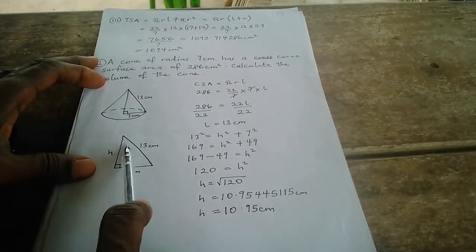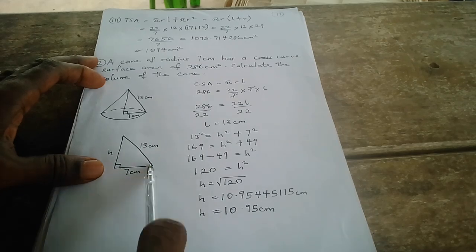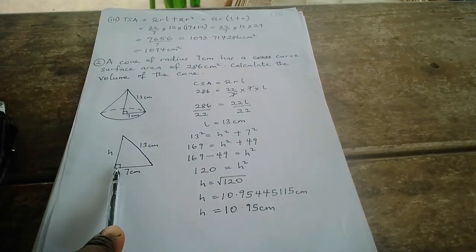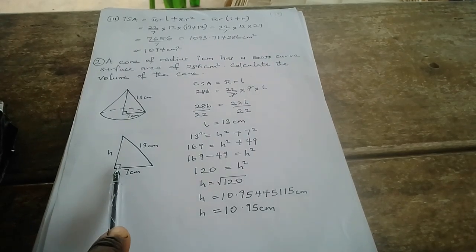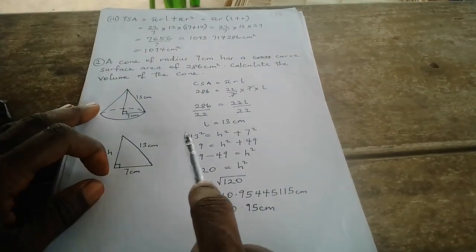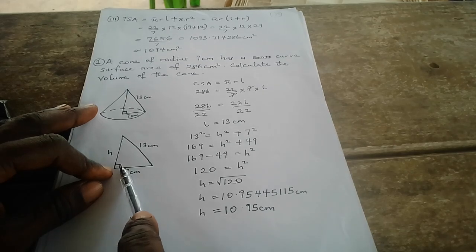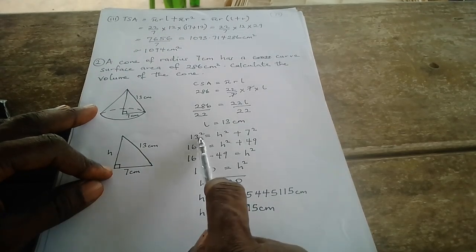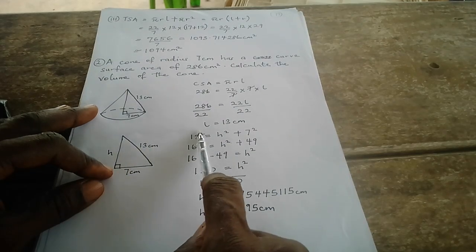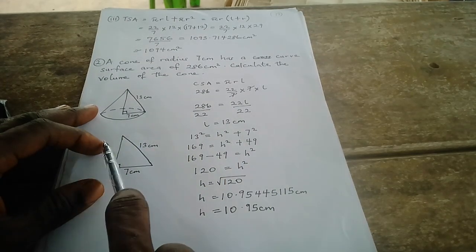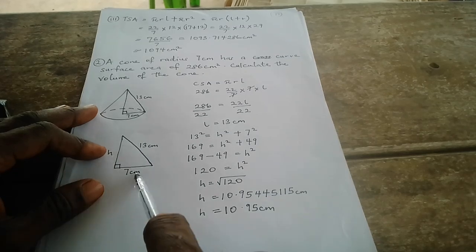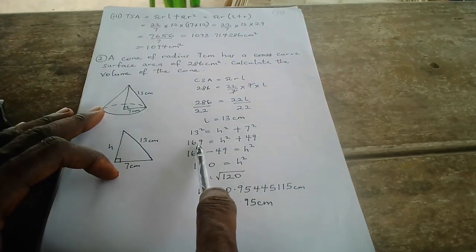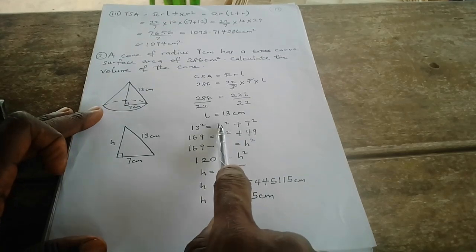So if this is a right angle triangle, the radius is this one, 7, and the slant height is this 13. From there you can get the vertical height of the cone. Pythagoras rule says that the square of the hypotenuse, which is 13, because it is facing the right angle, should be equal to the addition of the squares of the other two sides. So 13 squared gives us 169, which is equal to h squared plus 7 squared.